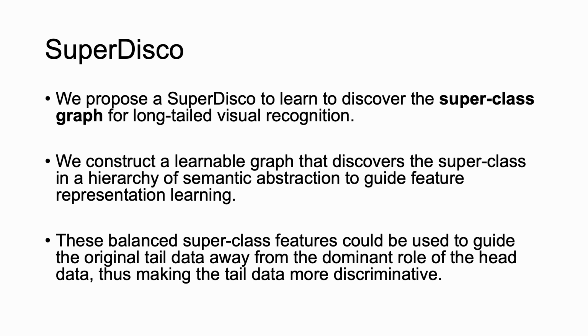So based on this observation, we propose SuperDisco to learn to discover the superclass graph for long-tailed visual recognition. We construct a learnable graph that discovers the superclass in a hierarchy of semantic abstraction for feature representation learning. These balanced superclass features could be used to get the original tail data away from the dominant row of the head data, thus making the tail data more discriminative.